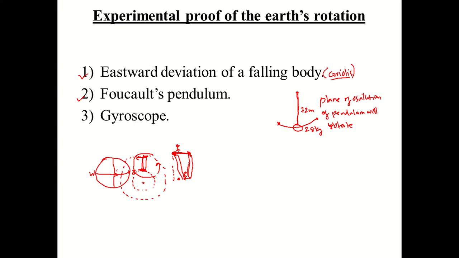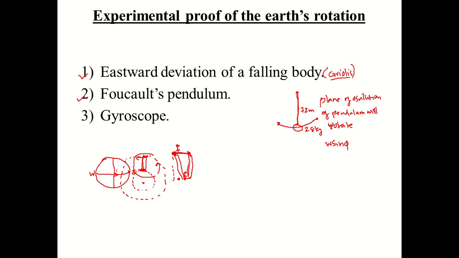Since the Earth is rotating from west to east, any observer observing a Foucault pendulum on the surface of the Earth except at the equator will observe that the plane of oscillation of this pendulum will also rotate with an angular velocity of omega sin phi, where phi is the latitude at that place, and the direction is from east to west.